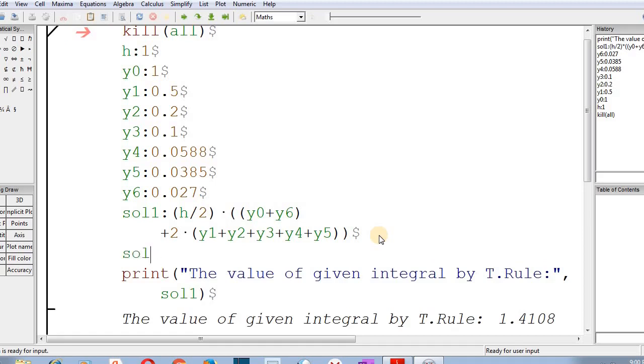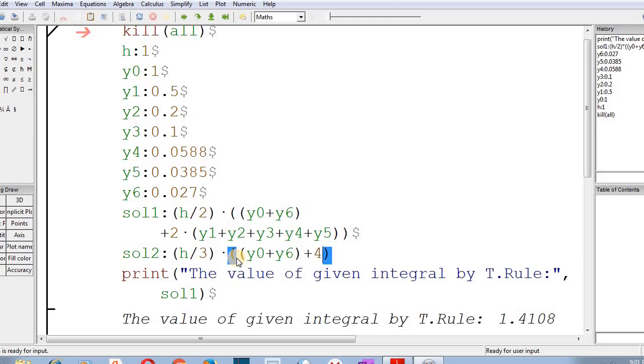So all the readings are the same. Solution 2, I have to write it for Simpson's 1/3 rule. h/3 I have to use. First I will take bracket h/3 multiplied by one more bracket, and open here. The same y0, y6 will be similar, so I will copy from here y0 plus y6. Take this copy and paste here inside this. And the remaining thing will be 4 times odd values.